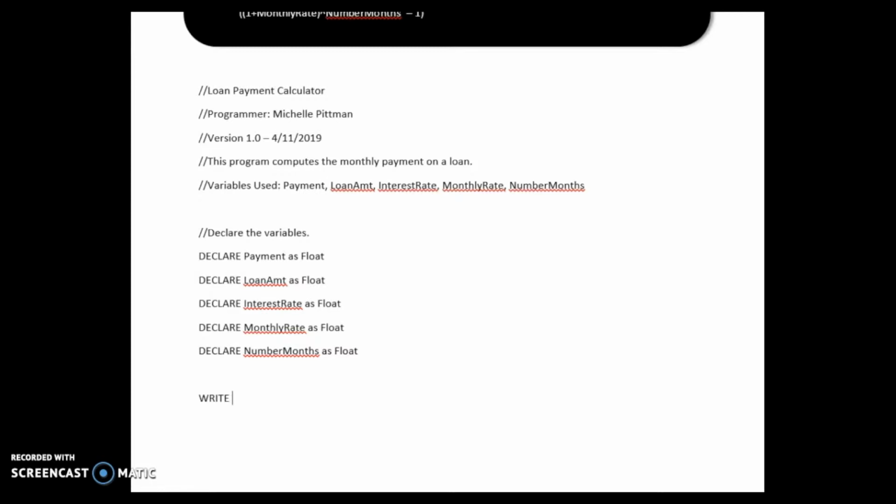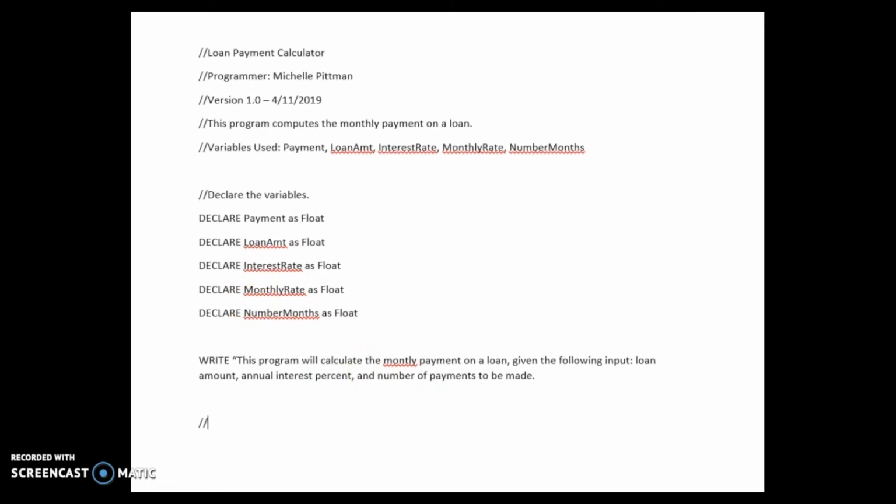Now I'm going to give the user some information about the program. So write: this program will calculate the monthly payment on a loan given the following input: loan amount, annual interest percent, and number of payments to be made. So then what would be my next step? What would I need to know? I have all my variables. I've told them what the program is. And now I'm going to need to get information from my user. I need to get those inputs.